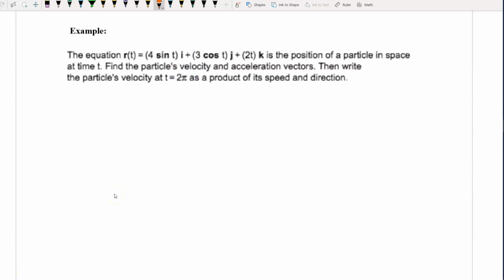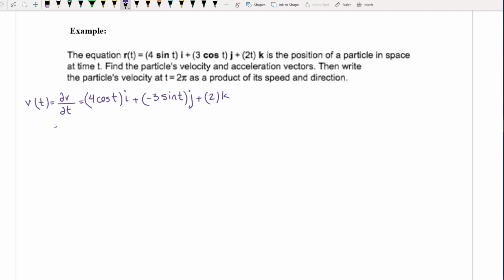Example, the equation r of t is equal to 4 sine t i plus 3 cosine t j plus 2t k is the position of a particle in space at time t. Find the particle's velocity and acceleration vectors. Then write the particle's velocity at t equal to 2 pi as a product of its speed and direction.